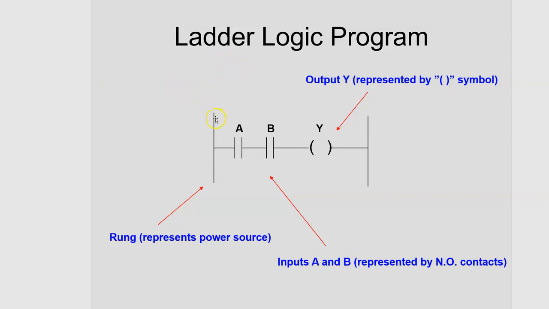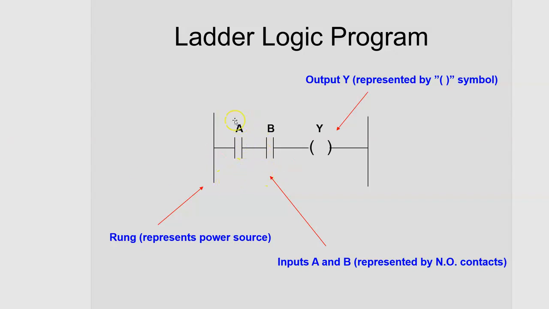Well, these vertical lines here, think of those as power sources. And think about power, or energy, or if you want to think current, for now, just think about power flowing from the left to the right. And these symbols here, the A and the B, you probably recognize those as normally open contacts. They're designed to look like that. But actually, that's a graphical language. It's like a pictorial language used to program the PLC.